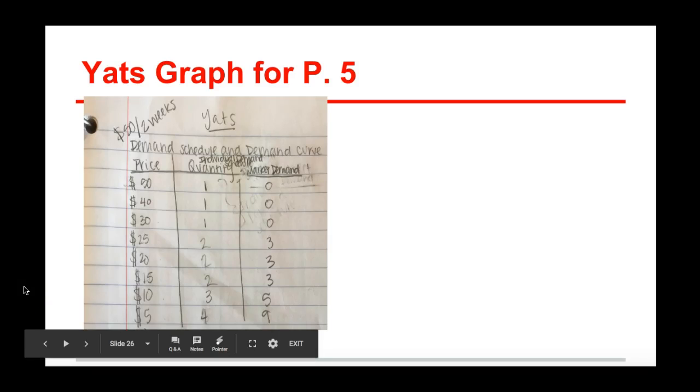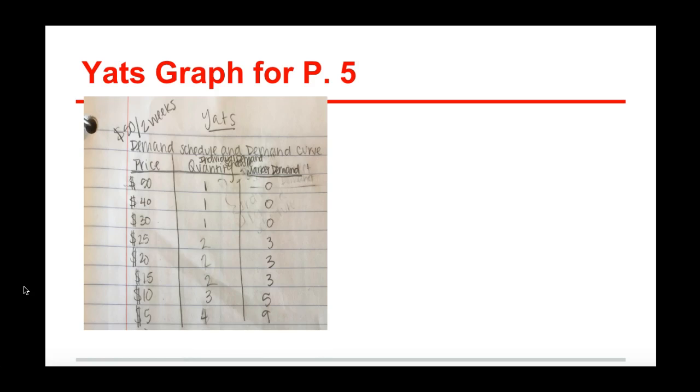Hello, fifth period. One last time, we are going to revisit your YATS graph. So will you please go back in your binder or your notebook to your YATS graph? This is the last time that we're going to visit, so I'll give you a couple of seconds to be able to get that done.